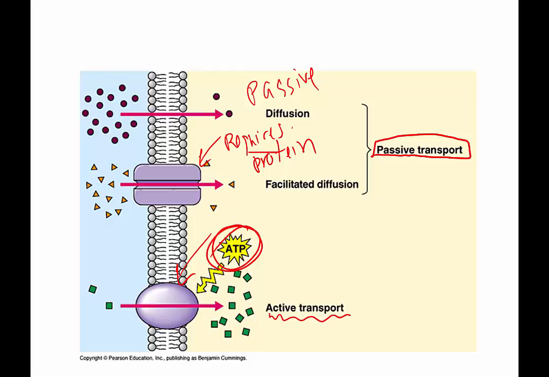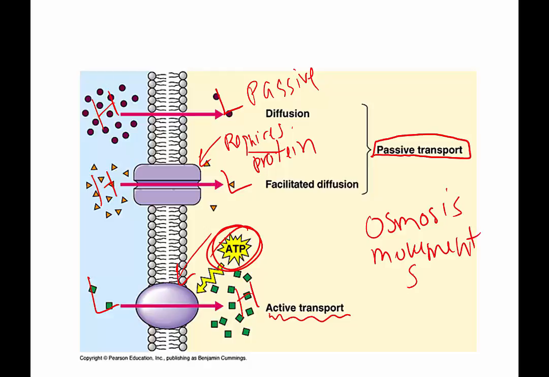For both diffusion and facilitated diffusion, again, we go from the area of high solute concentration to the area of low solute concentration for both. Active transport is different, though. It goes from the area of low solute concentration to the area of high solute concentration. We also learned about osmosis, which is different from these three processes. That's about the movement of solvents. And in life, 99.99% of the time, that solvent is going to be water.